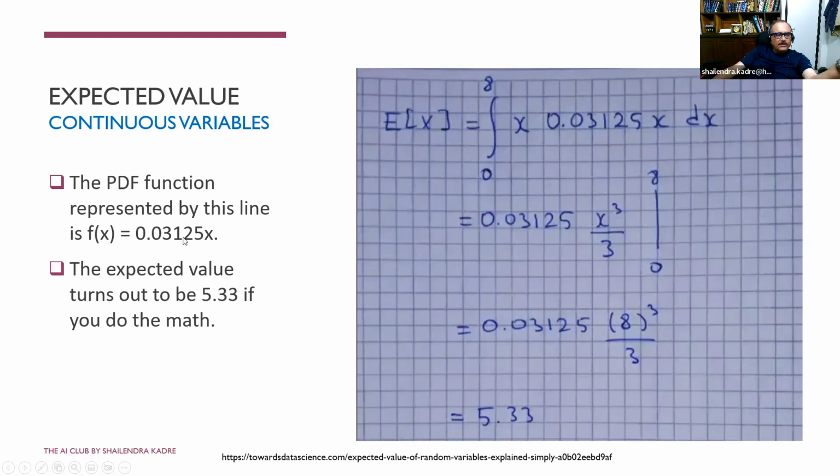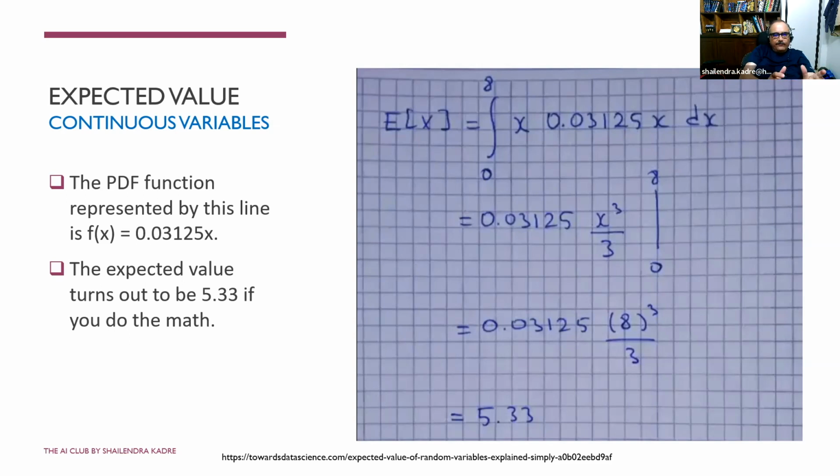So, a simple continuous function: 0.03125x. Suppose you have to find the value of the function at any point x. You have to put the value of x in this function. So at x equal to 0.1, just put x equal to 0.1. For x equal to 0.2, just put x equal to 0.2. So you will get the value of the function, the PDF.